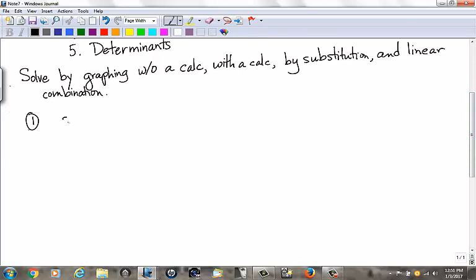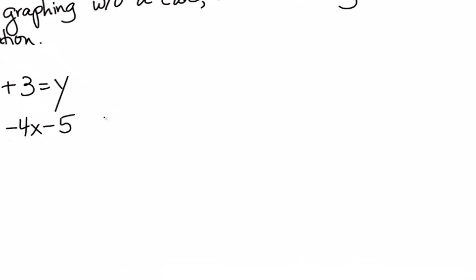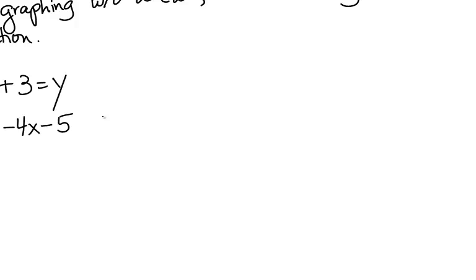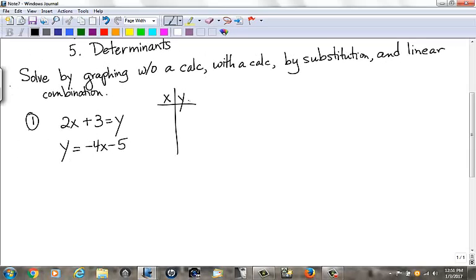Say they give you 2x plus 3 equals y, and y equals negative 4x minus 5. It's 2x plus 3 equals y, and y equals negative 4x minus 5. Now, if we were doing that without a calculator, remember, if all else fails, you can always make a table of ordered pairs. But that's the long way. The short way would be to do the y equals mx plus b, slope-intercept form.